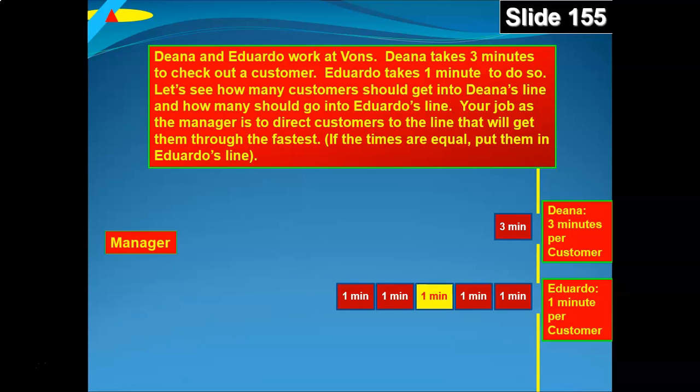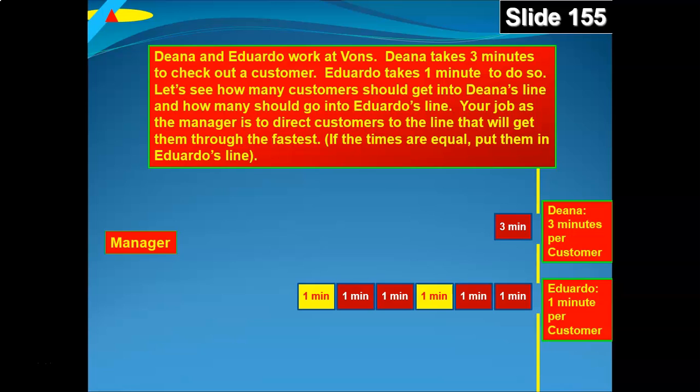Another customer comes along. If you put that customer in Eduardo's line, it would be the sixth customer in Eduardo's line. That would be a total of 6 minutes. And if you put that customer in Dina's line, it would be 3 plus 3. That would also be 6 minutes, so it's a tie. So we're going to put that customer, we said, in Eduardo's line. So there goes that customer.